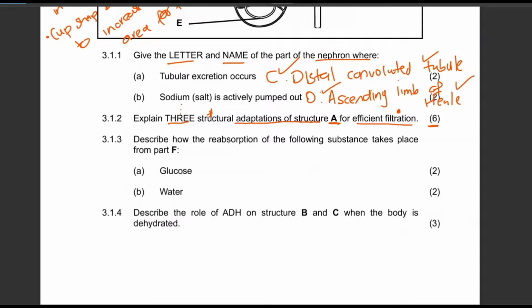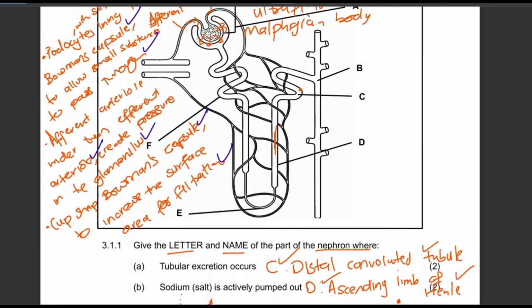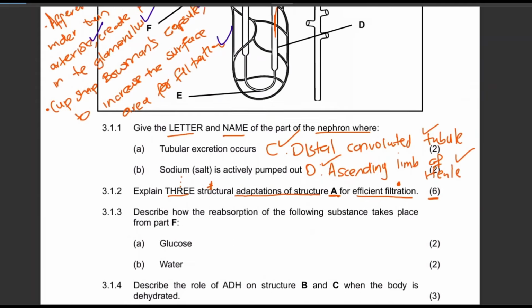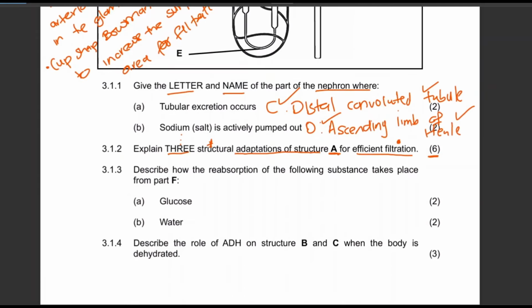Okay. 3.1.3. Describe how the reabsorption of the following substances take place in part F. Let's see, what is part F? Oh, there is part F, which is the PCT, proximal convoluted tubule. How does glucose get reabsorbed back into the blood, and how does water get reabsorbed back into the blood?